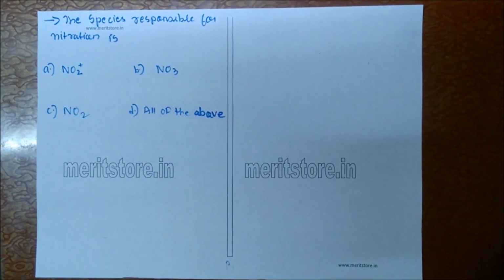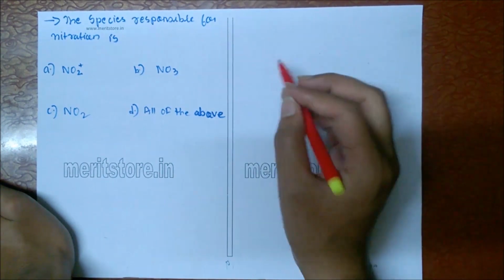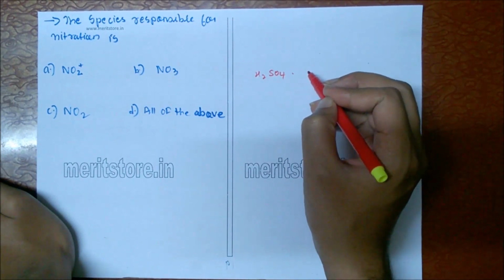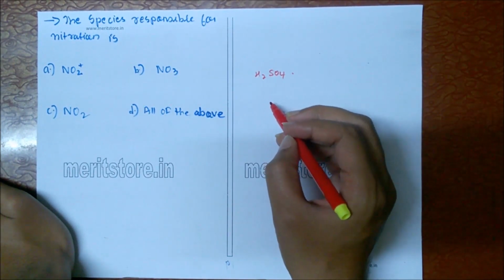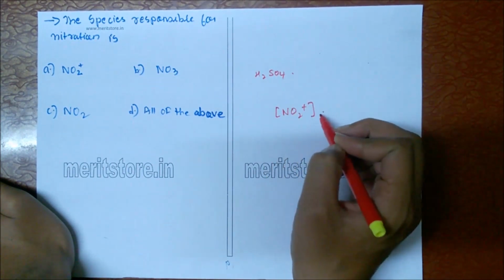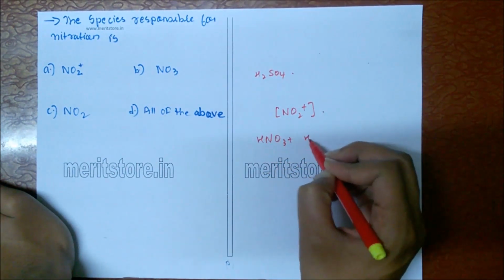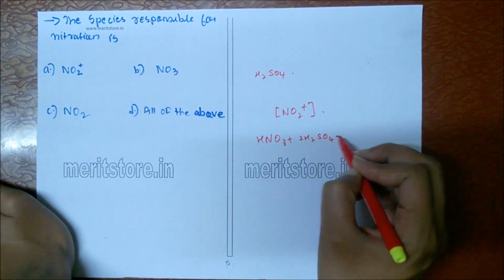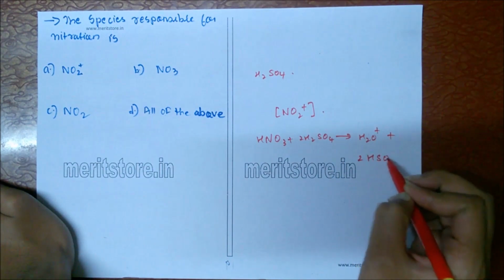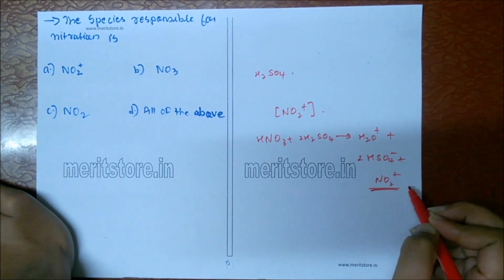The species responsible for nitration: nitration takes place in presence of H2SO4. H2SO4 is responsible for generation of nitronium ion. Nitronium ion is NO2 plus, which is responsible for nitration. The reaction will be HNO3 plus 2 H2SO4 gives H3O plus, 2 HSO4 minus ion, plus NO2 plus. This is responsible for nitration.